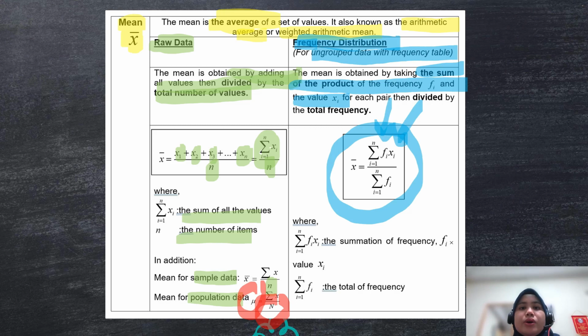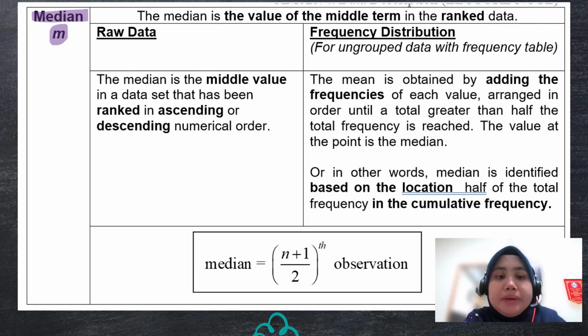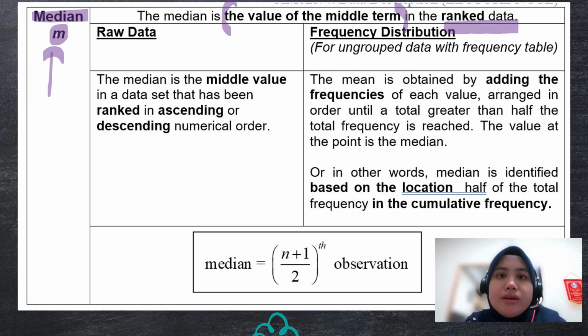So that depends on the type of data, right? Now let's continue to learn about the median. The notation for median is small m. The median is the value of the middle term in the ranked data. That means you have to rank the data first before you can find your median. It's the same as the mean: it depends on what type of data you have.